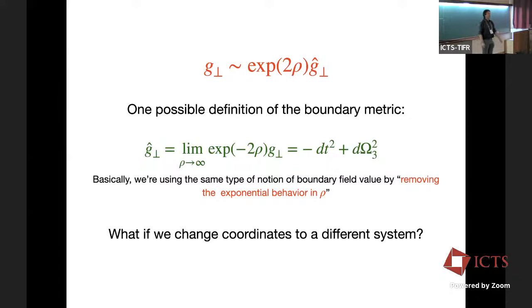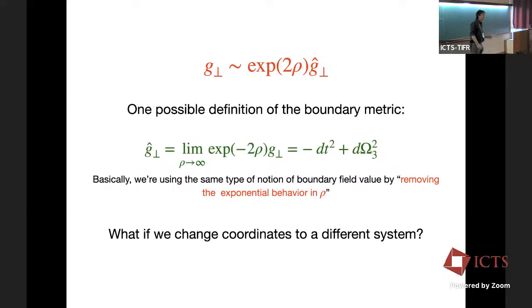And then, of course, the question is, okay, this is general relativity, you cannot just pick one coordinate system and say that everything is done with that coordinate system. What if my friend over here comes in and says, use a different coordinate system? What are you going to do then? You're so smart. What if we change coordinates to a different system?